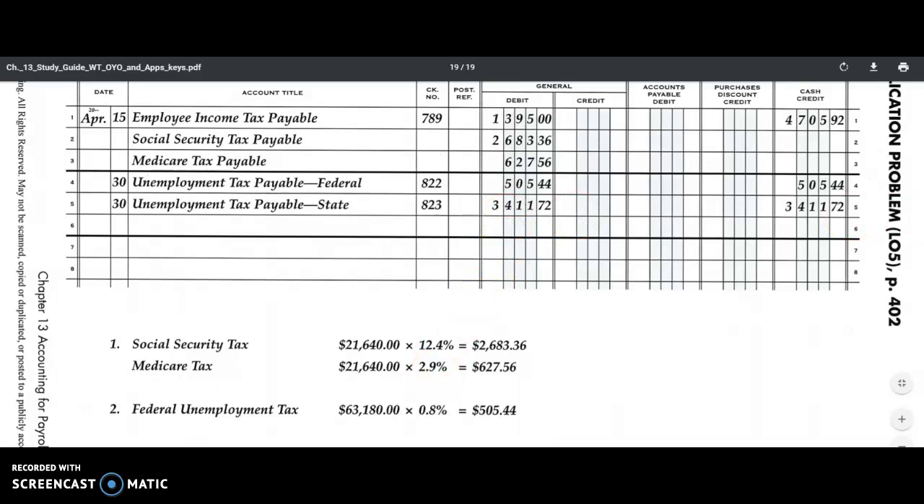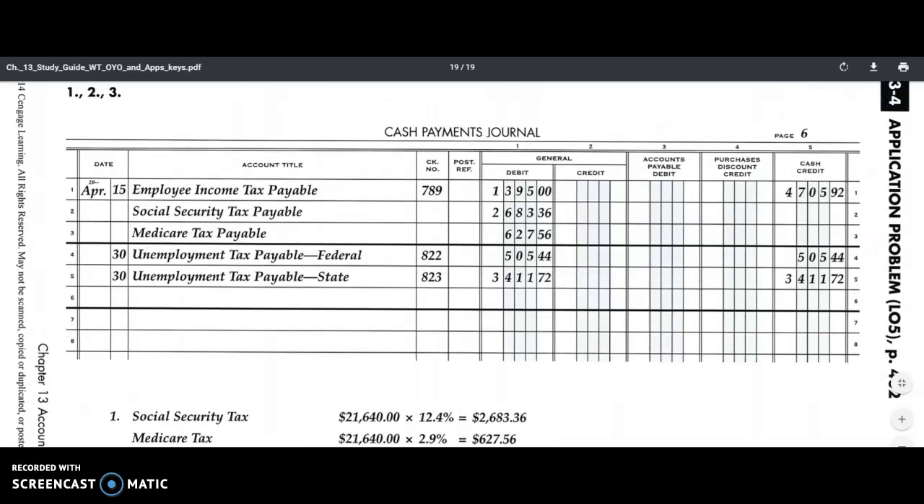So when you get to the point of journalizing your cash payments journal, the final step, when you pay your taxes, remember you need to double Social Security and Medicare when you pay them. You'll have 1 credit for cash and 3 debits for the 3 tax payables, and then journalizing the Fed and state unemployment taxes when you pay them is easy because it's just a cash credit and a general debit to the payable for both federal and state.